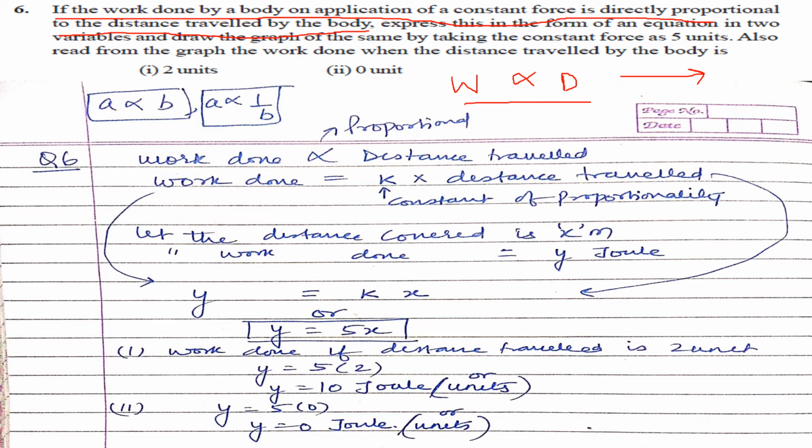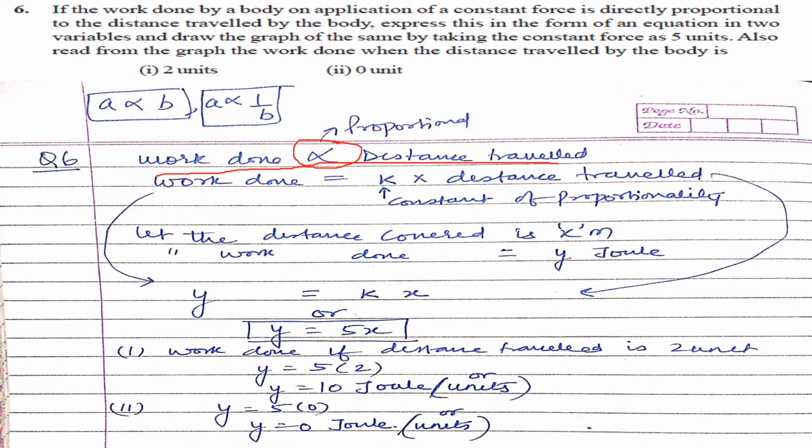So in this case, you can see if A is directly proportional to B, we can say if B increases, A will increase. If B decreases, A will decrease. But if it is an inverse relation like this, what will happen? If you increase B, A will decrease, like that. Okay, so in this question we are dealing with the first case, that is direct proportion. Now given to us is work done proportional to distance traveled.